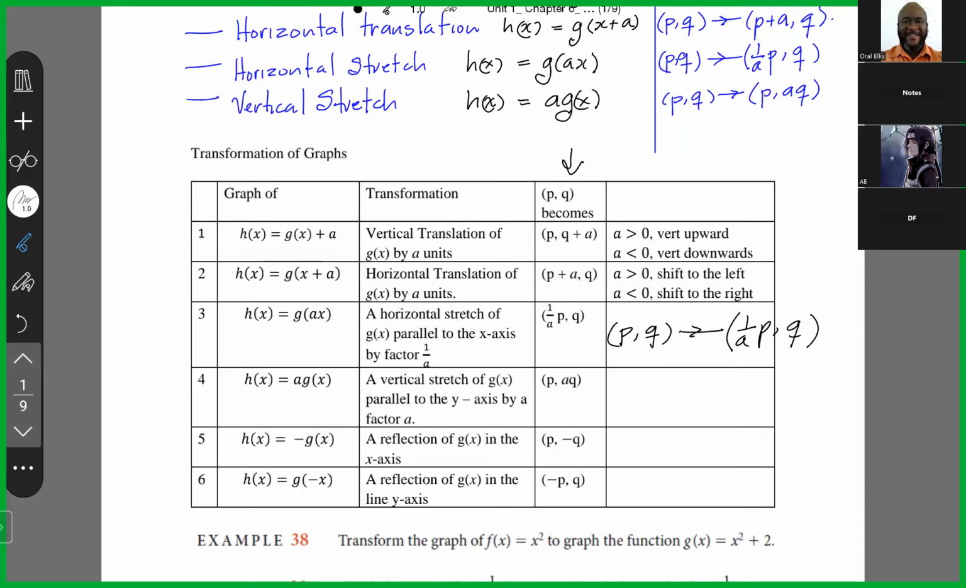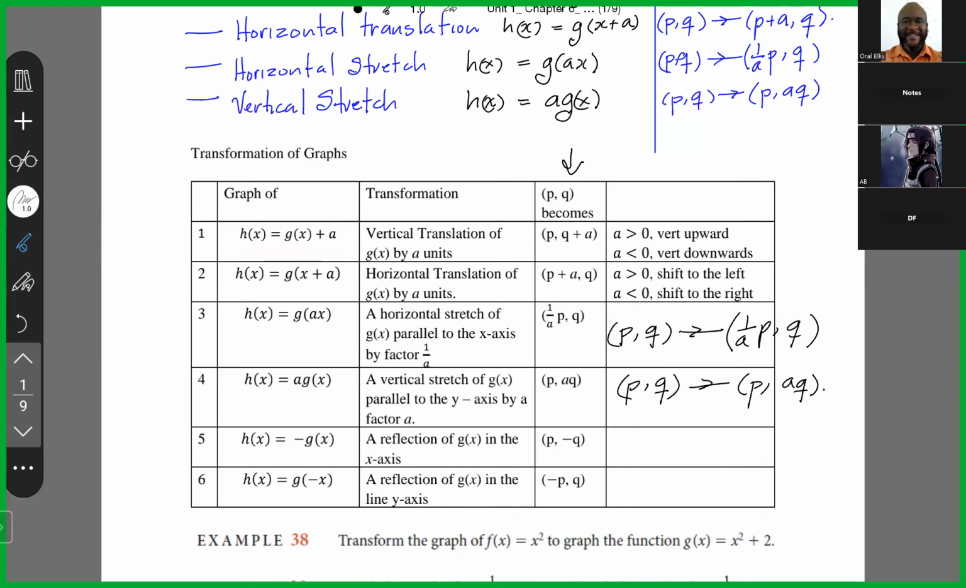The fourth transformation is h of x is equal to a g of x. Now, this is a vertical stretch of g of x parallel to the y-axis by a factor a. So in this type of transformation, the point P, Q becomes the point P, aQ. The x coordinate remains the same, but the y coordinate increases or decreases by a factor a.